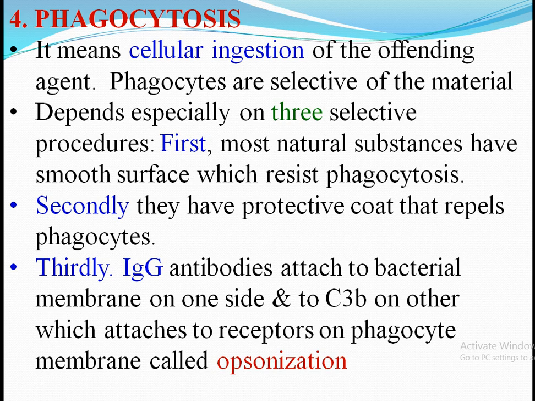Third important thing is Ig antibodies attach to the bacterial membrane on one side and to C3b on the other, which attaches to the receptor on the phagocyte membrane. This process is called opsonization. If you are not able to understand this third point, don't worry. This process is discussed in the next chapter in much more detail. What is this process and how it occurs? If it is not clear to you at this stage, don't worry, we will come to this topic again.